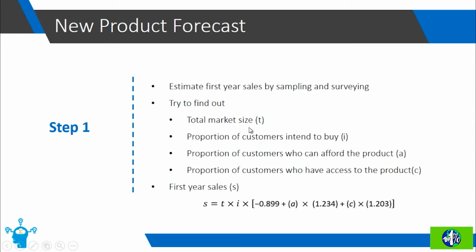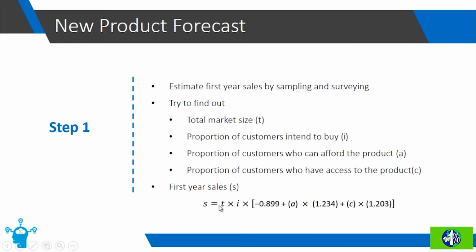What is your total market size? What proportion of customers out of this population intends to buy your product? What is the proportion of customers who can afford the product? And what is the proportion of customers who will get access to the product in the first year? Once you have identified all these four factors, as published in a paper by Bass, you can calculate the first year sales using this formula.